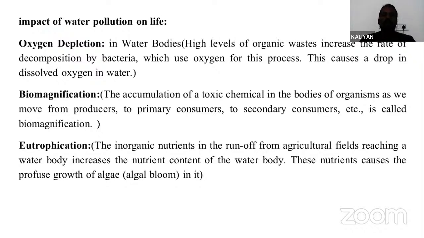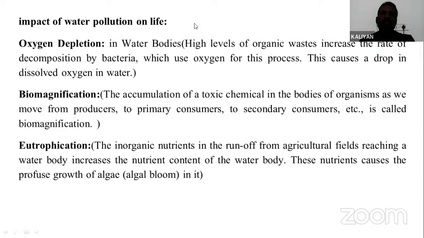Eutrophication is when inorganic nutrients from the agriculture field reach the water bodies and increase the nutrients. From the agriculture field, the water leads to the water bodies, and the nutritional content becomes high because of the nutrients. Some algae growth will be there. So that is called eutrophication. Because of the nutrient content in the water body, algae grow, that is called eutrophication. These three impacts are very important: eutrophication, biomagnification, and oxygen depletion.